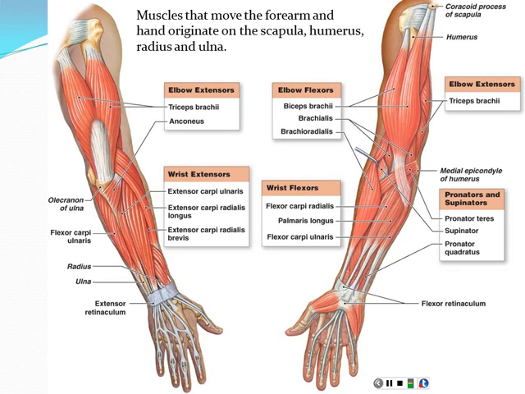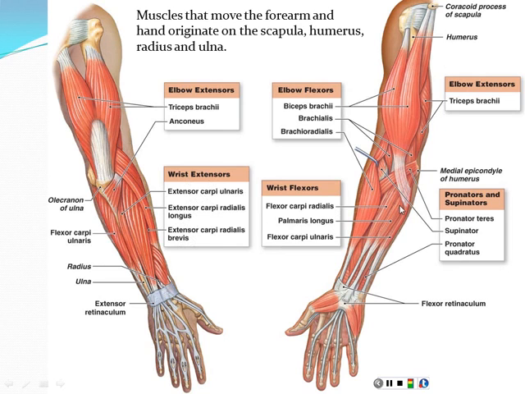Carpi tells you where it does it. So extensor carpi is extension of the wrist. And then ulnaris and radialis go with which bone they're by. So the extensor carpi ulnaris is the extensor on the ulna side, and then the extensor carpi radialis is on the radial side. And then a few of these muscles get yet a fourth name, and that's to describe them in relationship to other similar muscles. So there's a longus and a brevis. In other words, there's a long one and a short one of the extensor carpi radiali.